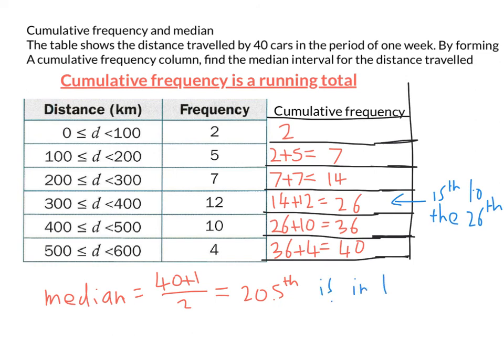is in the group or the interval, doesn't really matter. It asks me for the interval, but the group's the same thing. So the 20.5th value is in that group I've indicated. That's in the group 300 less than or equal to D less than 400. So that's my answer.